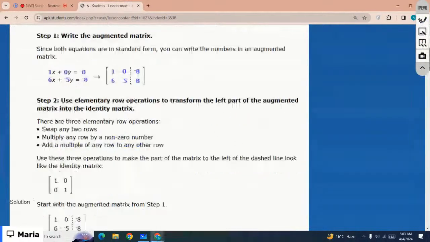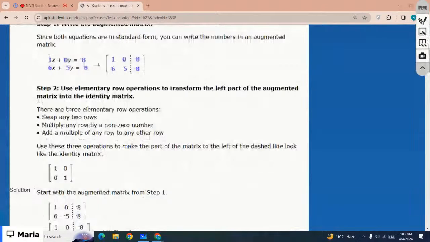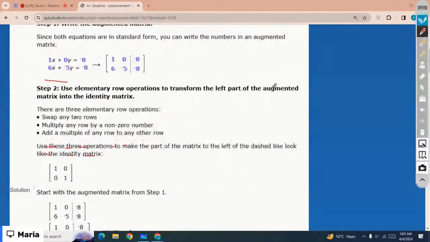Now, what you have to do? Use elementary row operations to transform the left part of the augmented matrix into the identity matrix. You have to transform this portion to the identity matrix. Identity matrix is 1 0 and 0 1. This is the identity matrix, just this portion, right? You have to perform the operations on these rows to convert them to 1 0 0 1. The first row is already 1 0. You have nothing to do with the first row, right?